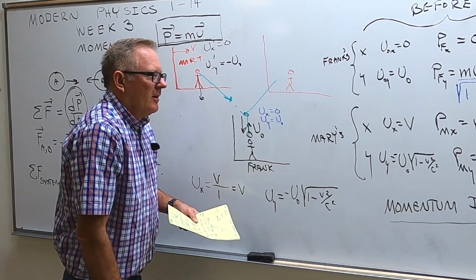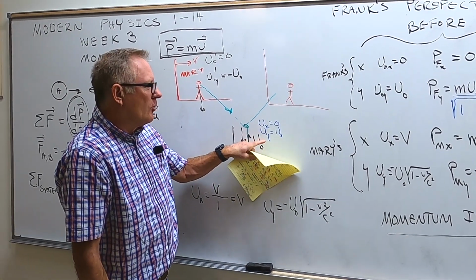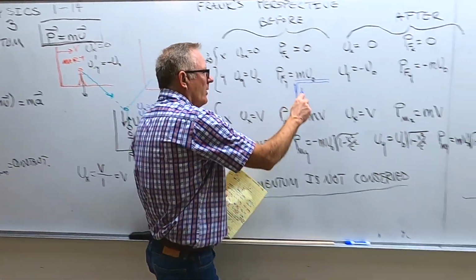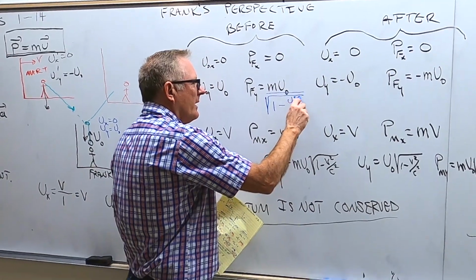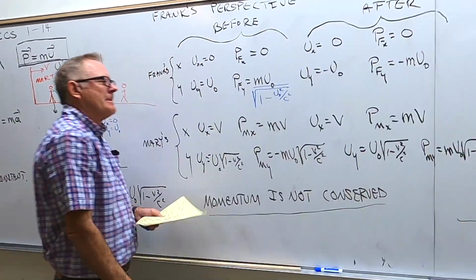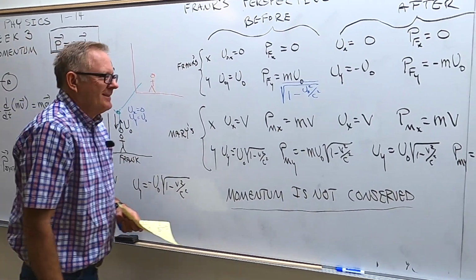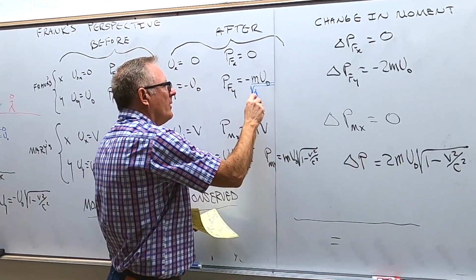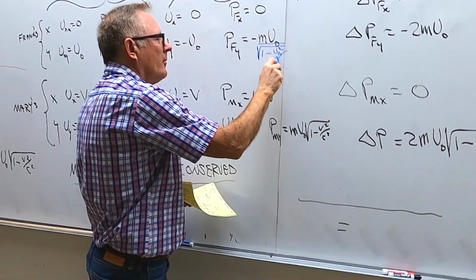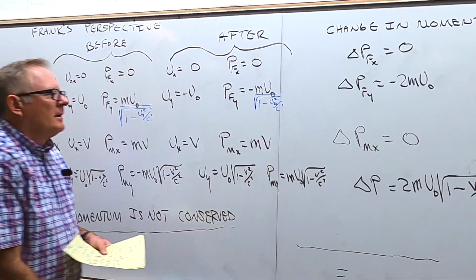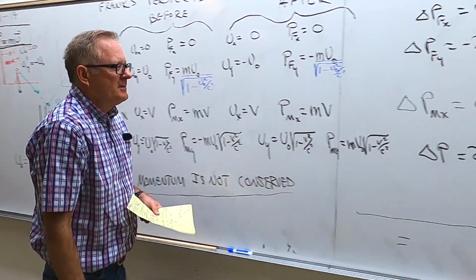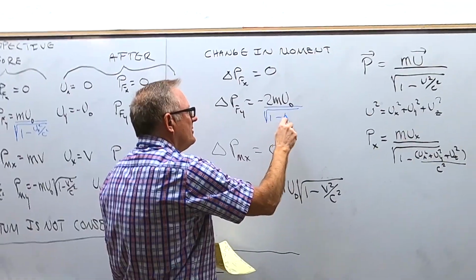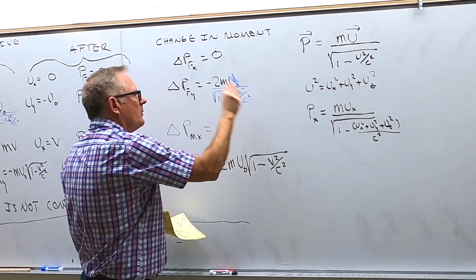So when we add up their squares, it's just u naught. So this is just going to be 1 minus u naught squared over c squared. And the same thing I get over here. This is the square root of 1 minus u naught squared over c squared. And so when I take the difference, this is still going to be the square root of 1 minus u naught squared over c squared.